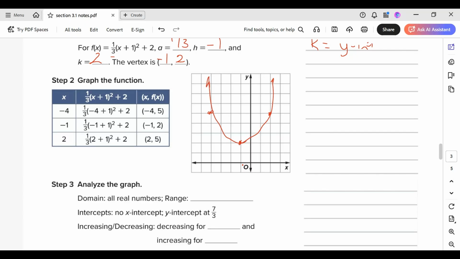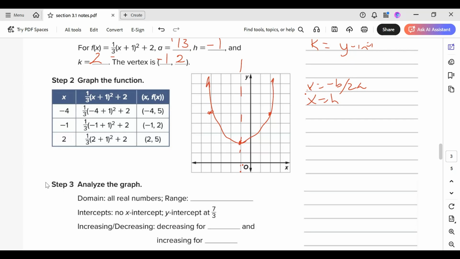And I also noticed that if I were to draw an axis of symmetry, because remember our axis of symmetry is x equal to -b over 2a, which is the same thing as saying whatever our h value is where our axis of symmetry is. So our axis of symmetry is located at x equals -1 as well.